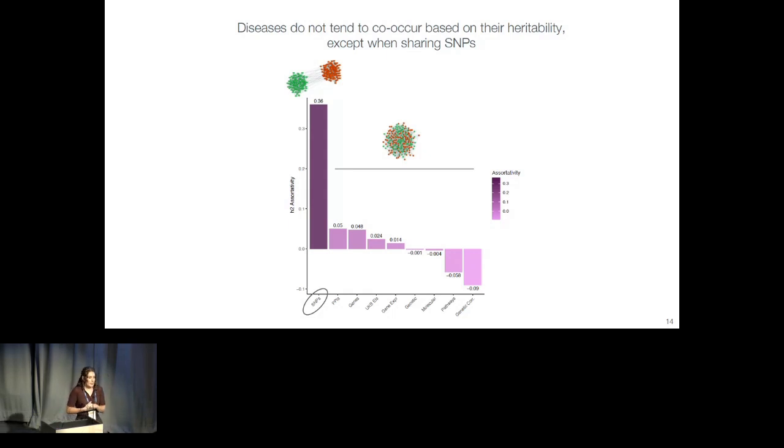The first question that we ask ourselves is whether or not genetic diseases tend to co-occur with other genetic diseases. And generally, the answer is no. We used a network theory concept, which is assortativity. I'm sure many of you are familiar with that. And what we observe is that diseases do not tend to co-occur based on their heritability values, except when they share SNPs, in dark purple. So the SNPs seem to have a key role in linking diseases based on heritability.